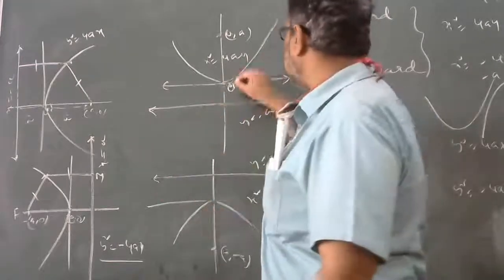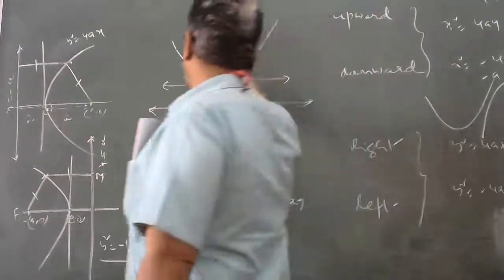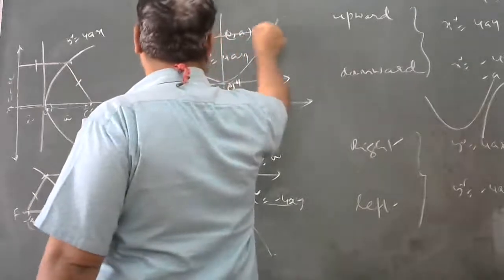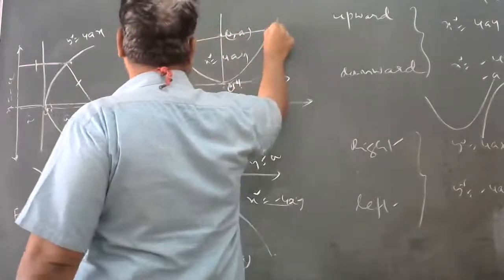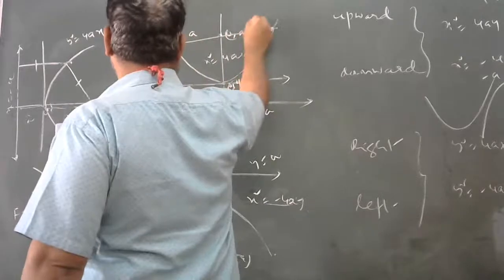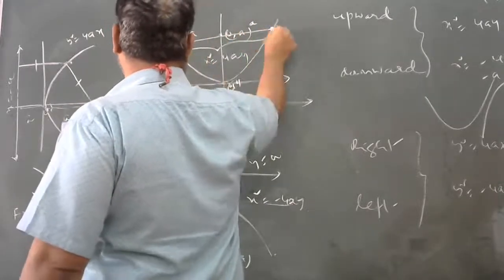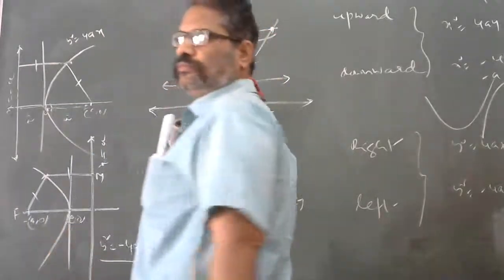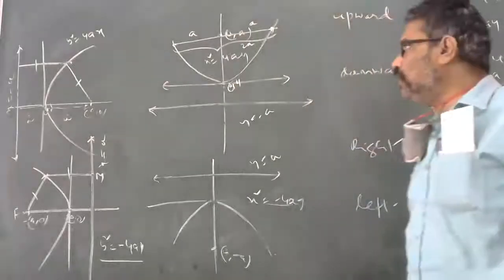The latus rectum is nothing but the chord passing through the focus and connecting the endpoints. So this is a, this is a, and the latus rectum length is equal to 2a. Okay, we get this part.